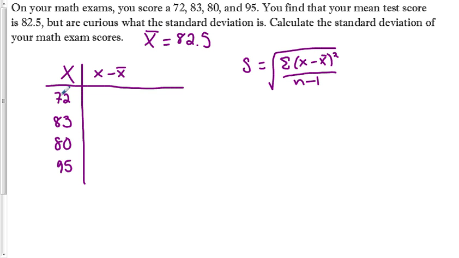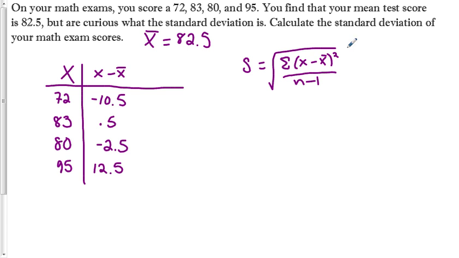That means I'm going to take each of these numbers and subtract 82.5. 72 minus 82.5 gives us negative 10.5. 83 minus 82.5 is positive 0.5. 80 minus 82.5 is negative 2.5. And then we have 95 minus 82.5, which gives us 12.5.